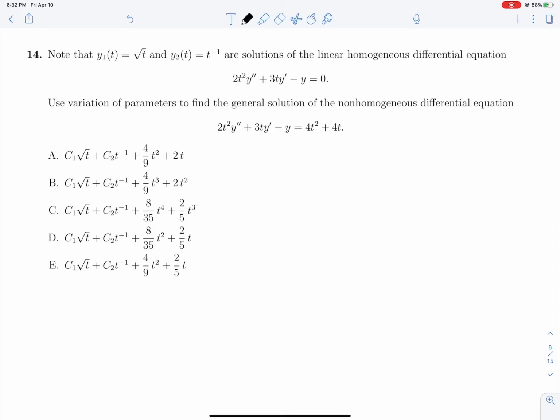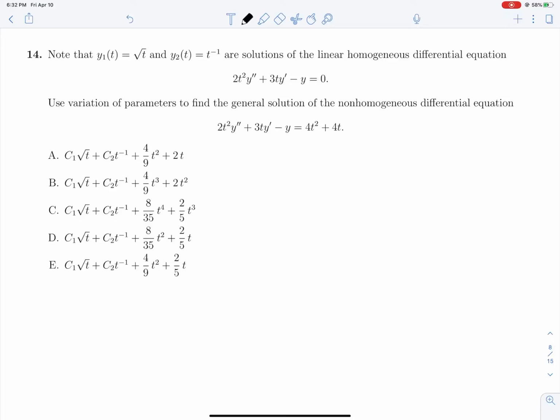14 is a little bit of a beast. So we have y1 of t as root t and y2 of t as t to the negative 1, and they're solutions to this linear homogeneous differential equation given there. We're told to use variation of parameters to find the general solution of this non-homogeneous differential equation. A couple things we have to do to set things up.